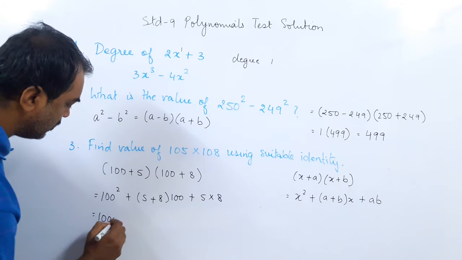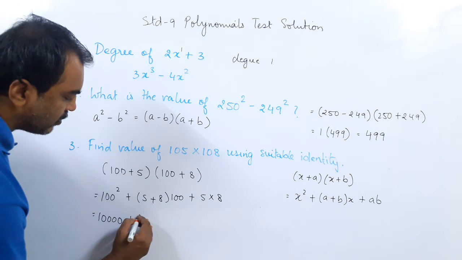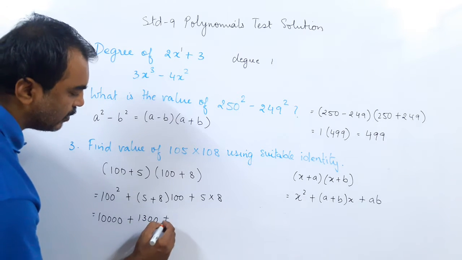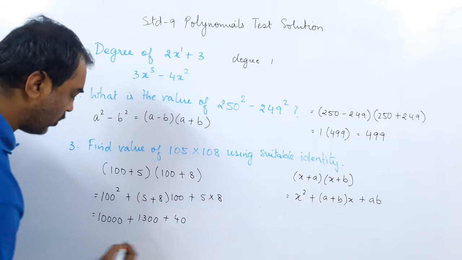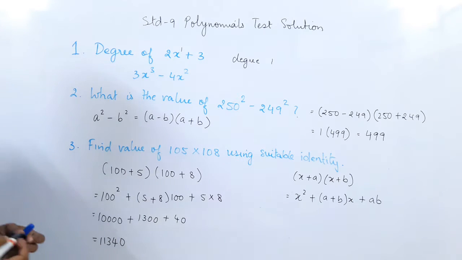It is 10,000 because 100 into 100 is 10,000, plus 5 plus 8 is 13, 13 into 100 is 1300, plus 5 into 8 is 40. So we get 11,340 as our answer. So here we are only making the use of identities and getting the answer. Understand these steps very well. This type of sums will be asked in the next test also. In the previous test, those who did not know these sums and had doubts, now you have to practice these sums again for the next test.